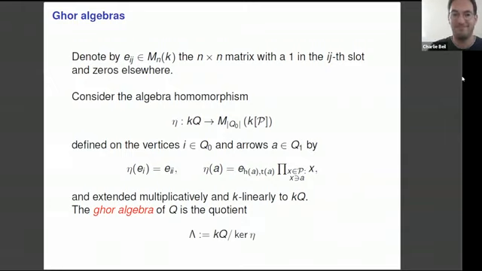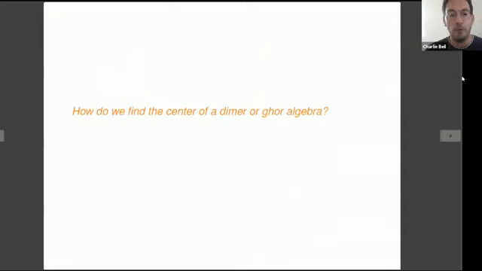And I'll use a lambda for the Gore algebra and an A for the dimer algebra. Okay, so the first question is, how do we find the center of a dimer or Gore algebra? So we just do this very simply. We start with the simplest example.